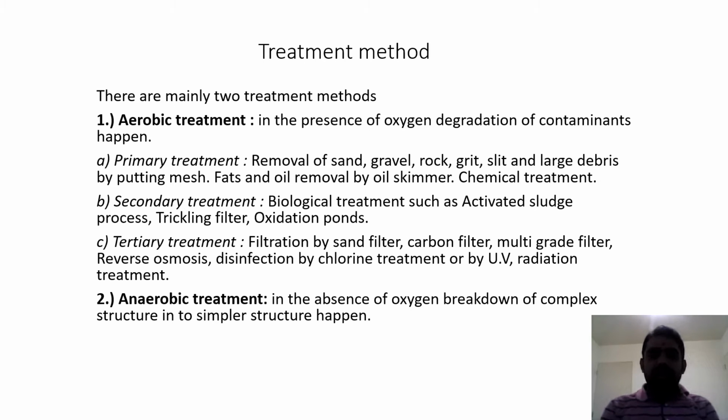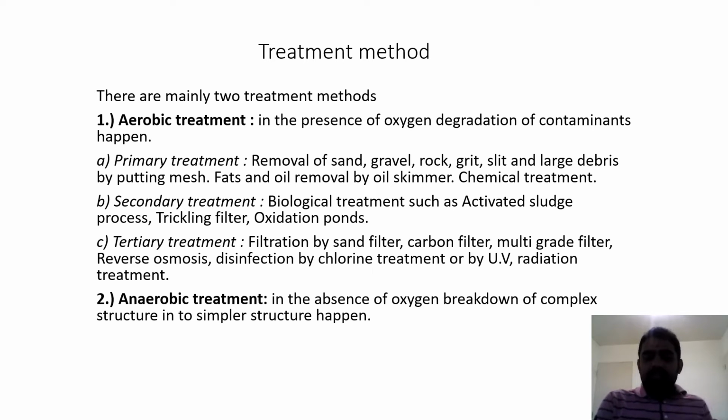Now, how can water be treated? So, the treatment methods. There are mainly two types of treatment method. First one is aerobic treatment and the second one is anaerobic treatment. As the name suggests, in the aerobic treatment, the presence of oxygen is required. So whatever degradation of the organic contaminant occurs is in the presence of oxygen. In anaerobic treatment, a strict absence of oxygen is needed.